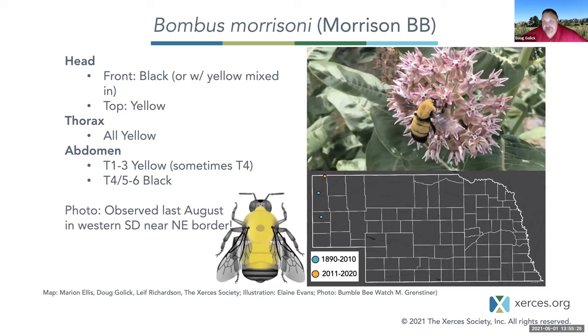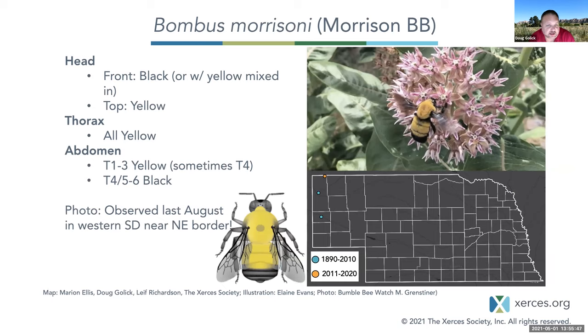Okay, another similar species that we actually haven't found in Nebraska. There is one collection record almost by the South Dakota border that Katie found on iNaturalist, which is another website where you can submit insect pictures or other plant pictures. But it hasn't really been found by our surveys in over 100 years, is Bombus morrisoni, or Morrison's bumblebee.